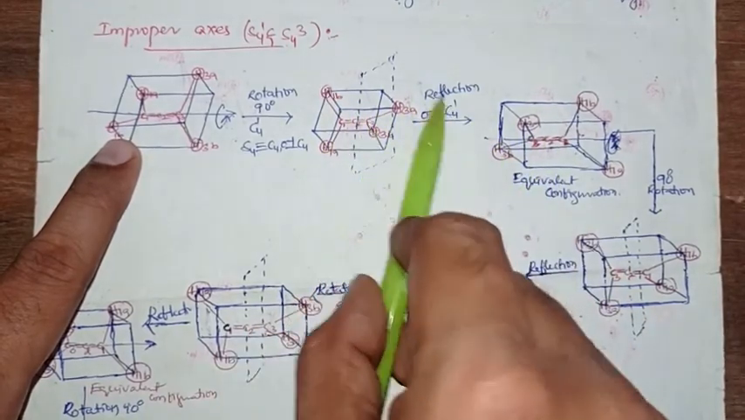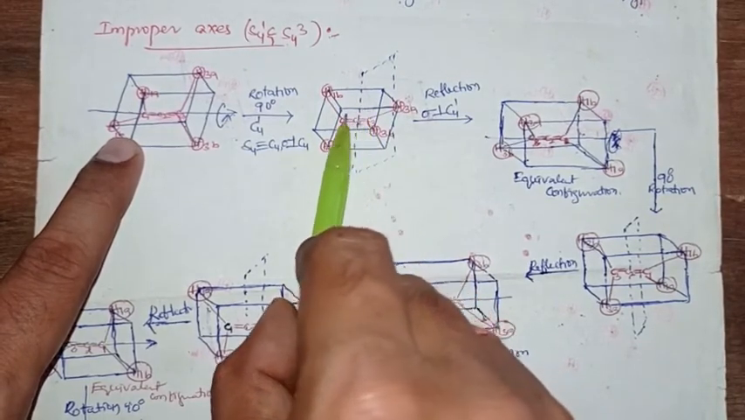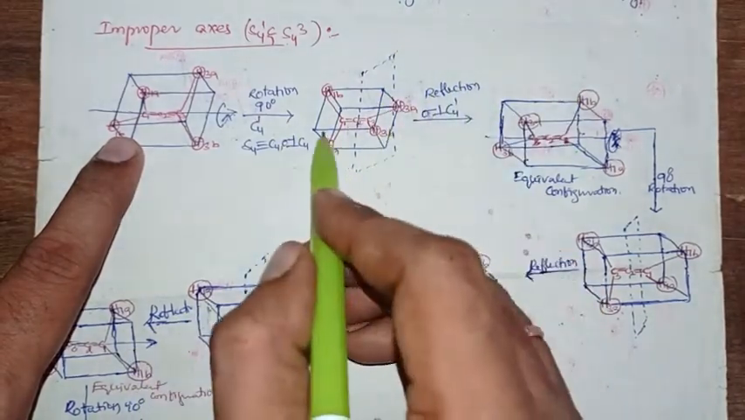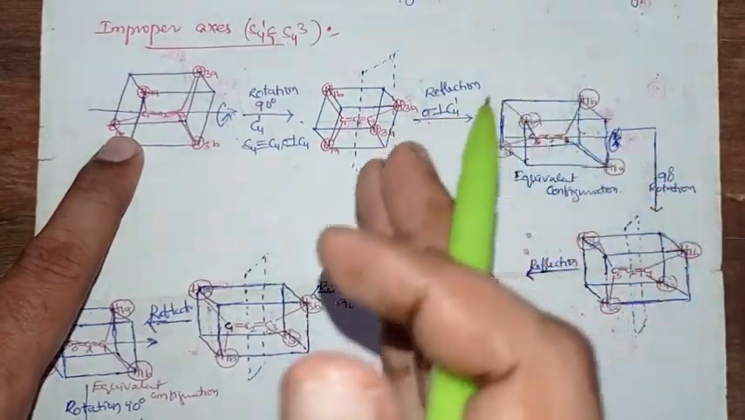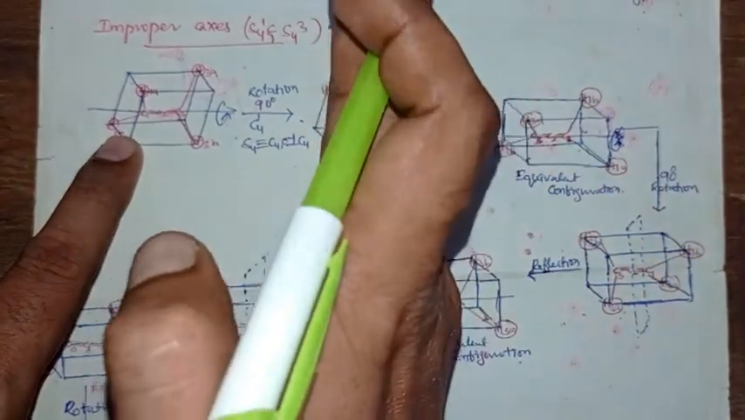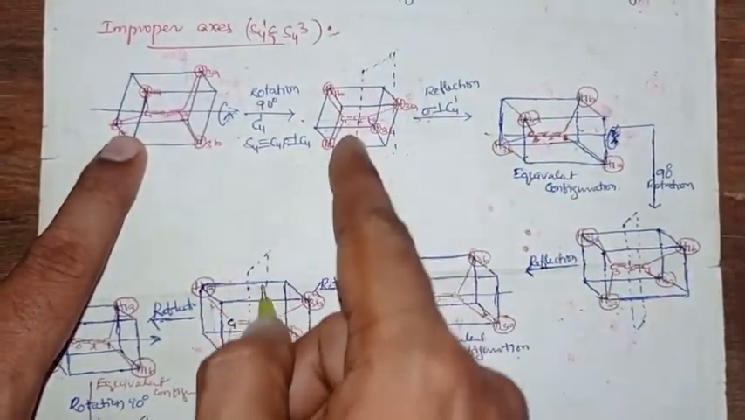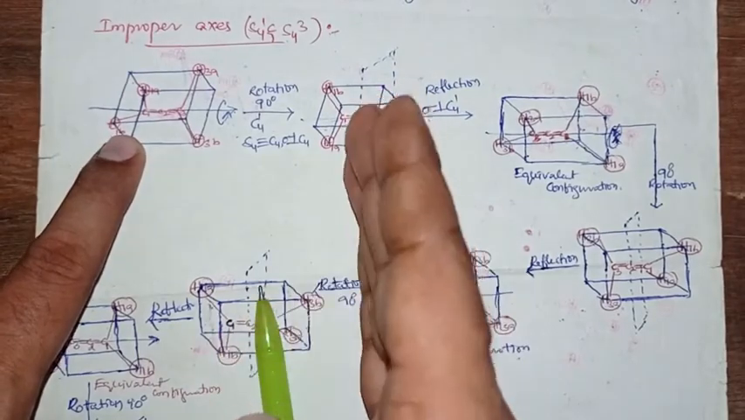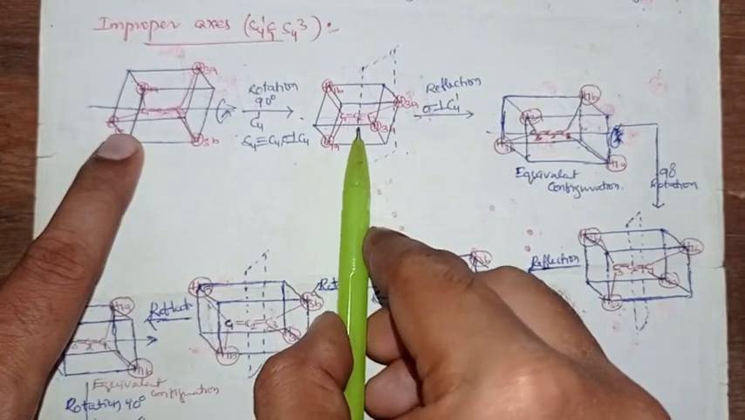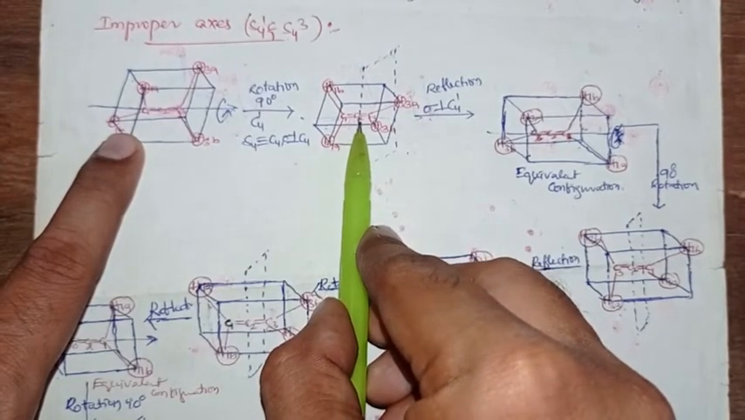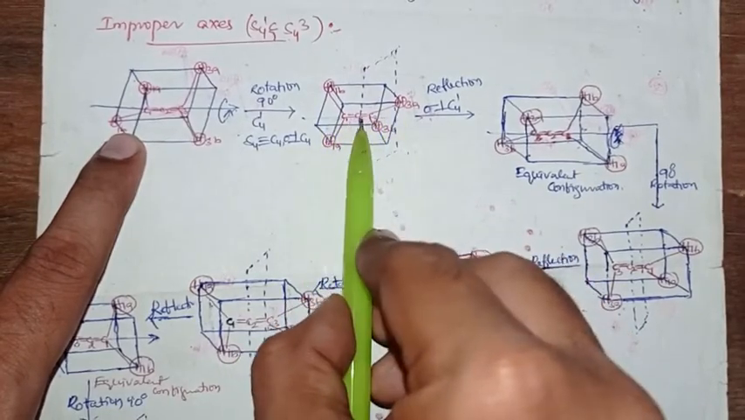So now doing the reflection, for which we take a plane perpendicular to the rotational axis. Here the rotational axis passes through all three carbon atoms horizontally, so we have to take a plane vertically, which passes through only the middle carbon, C2. When we apply this plane, apart from C2, all the atoms exchange their positions.